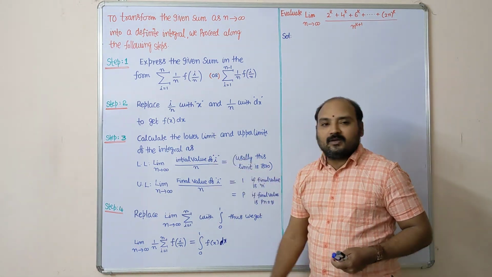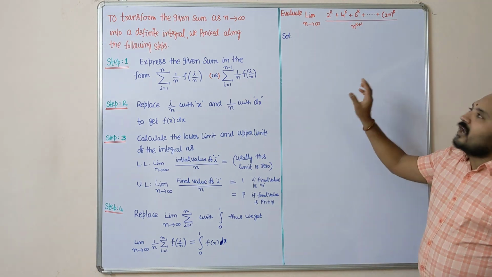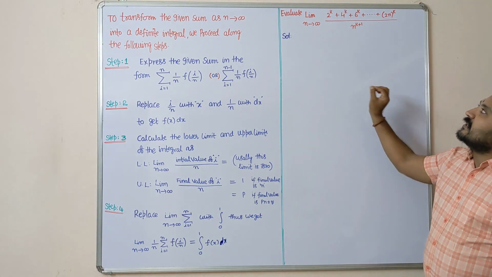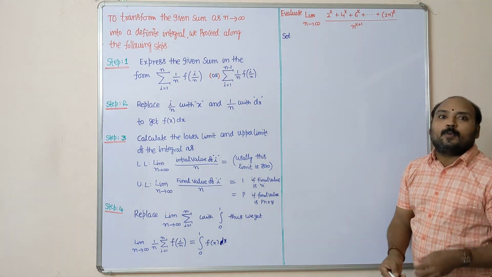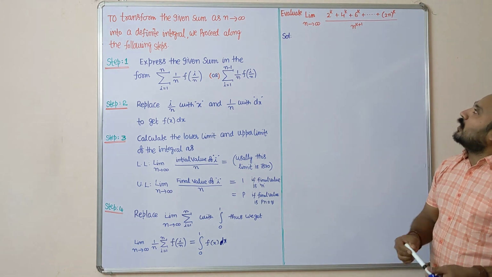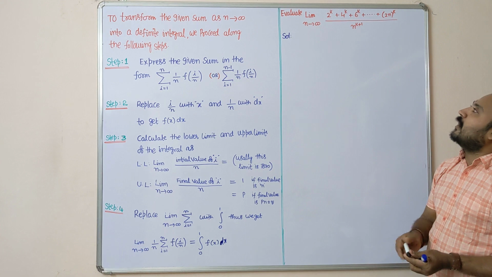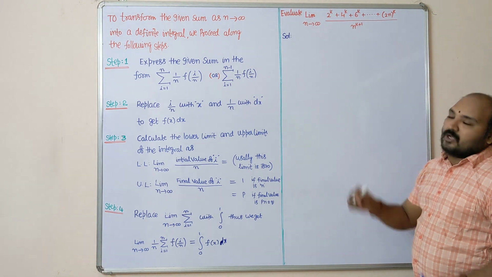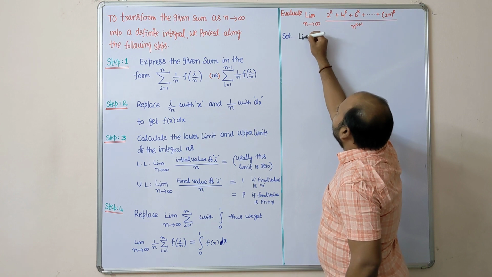So this is the way. Now come to the example. Evaluate limit n tends to infinity of 2 power k plus 4 power k plus 6 power k plus and so on to n power k, divided by n power k plus 1. So first, dear students, write the given limit.